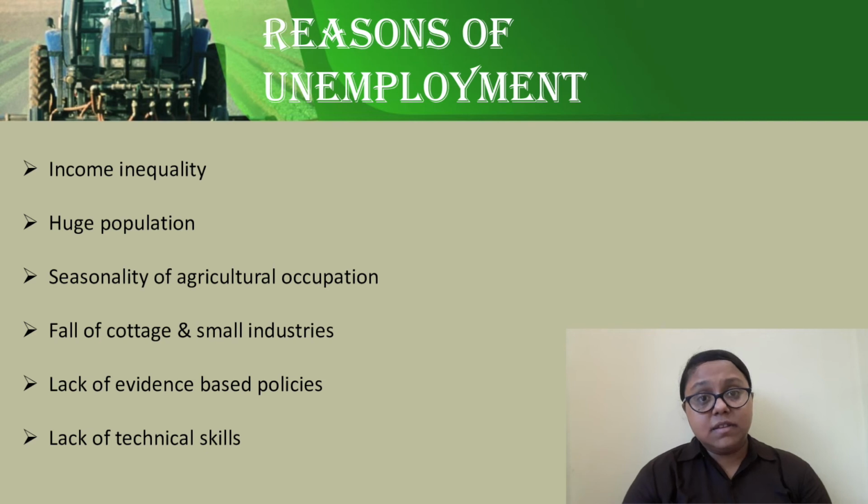Then comes the seasonal nature of agriculture. Yes, as we have discussed earlier, agriculture is the primary occupation of our country, and due to the seasonal nature of agriculture, some of the laborers remain unemployed when there is no requirement. And yes, the declining phase which small and cottage industries are going through right now. So in this way, we can go on with endless reasons for unemployment in our country.